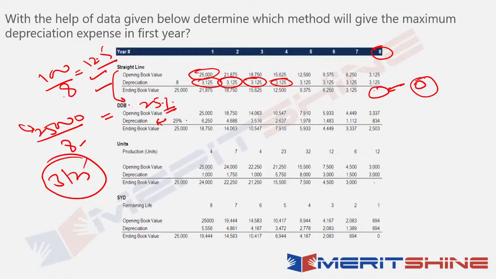The major difference is the next value after depreciating for the first time. This 25,000 at 25% will be what? 25 square is 625, so 6250. If I subtract, I'll get 18,750 as the ending book value, which will become the opening value. On this, I will do 25%. Basically, 18,750 into 0.75 is the value I get, and that is what I will continue to depreciate.